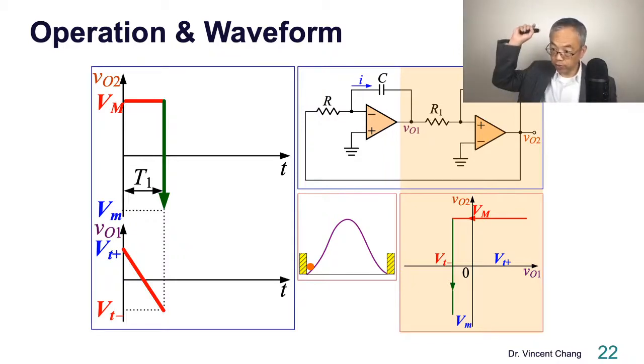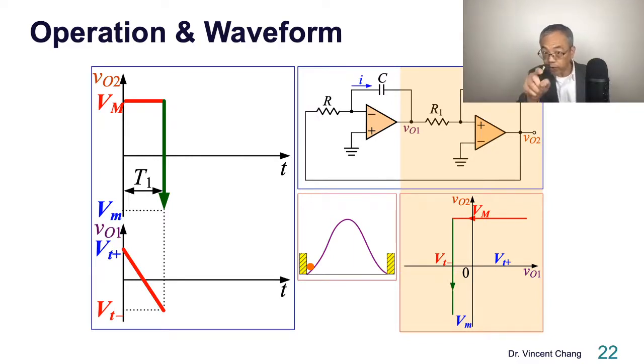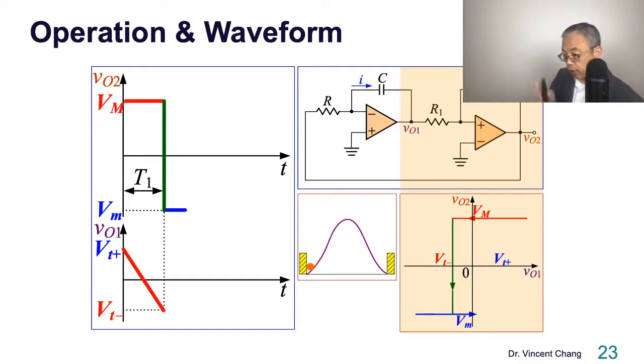Now, when you go to the blue state, you forget the red state. You forget the red threshold. You focus on the blue threshold. Right? So when you are at the low state, the blue state, because it's a negative constant, through the integration, it becomes, go what? Go positive slope. So the VO1 starts going up.